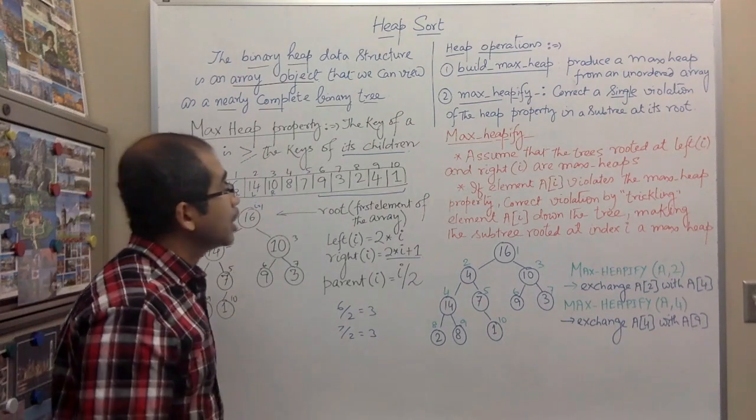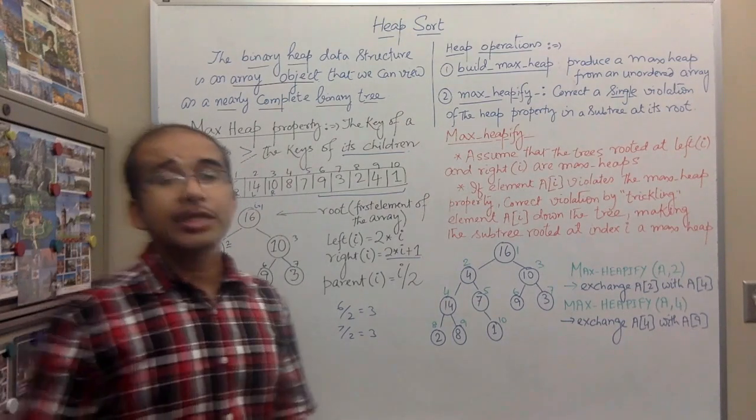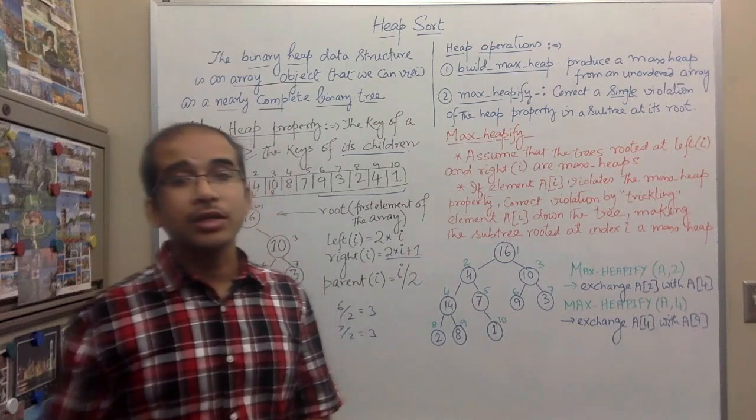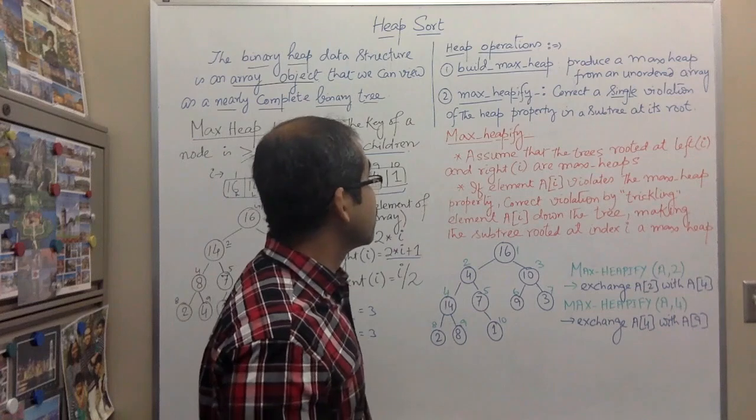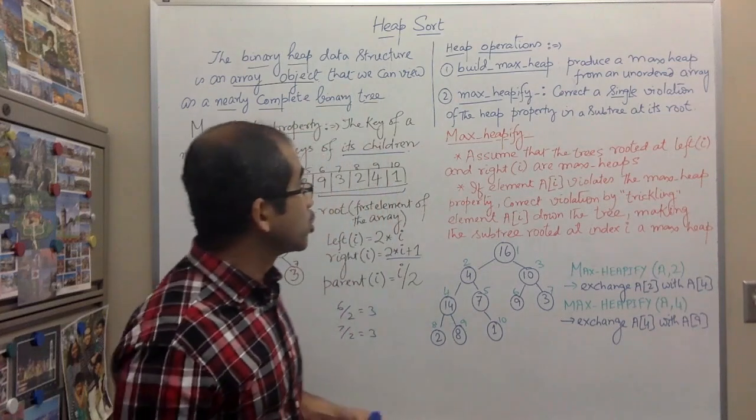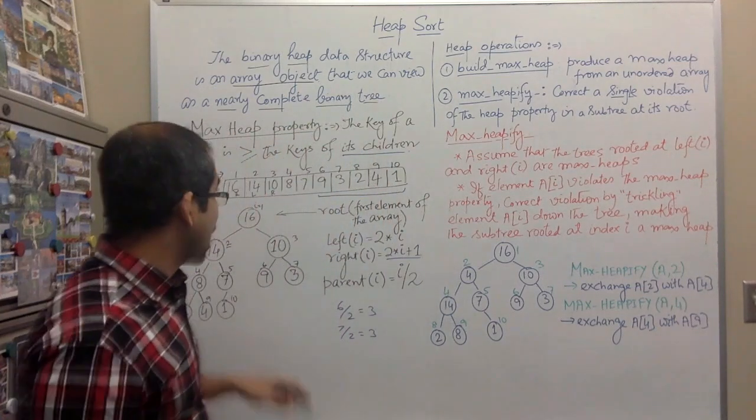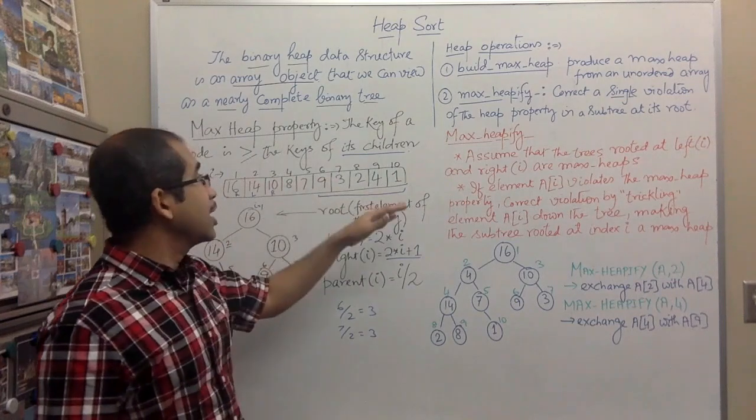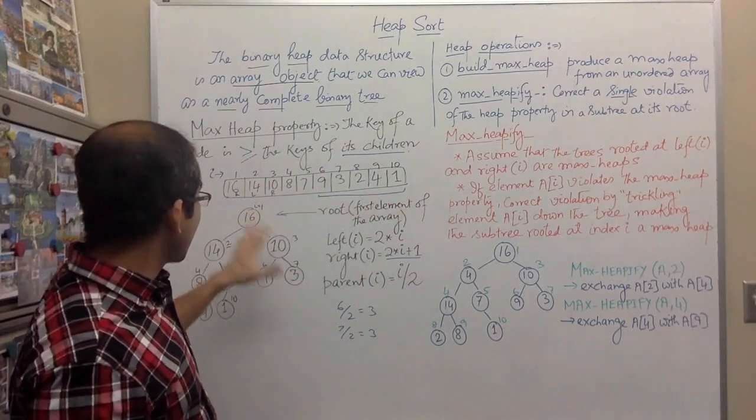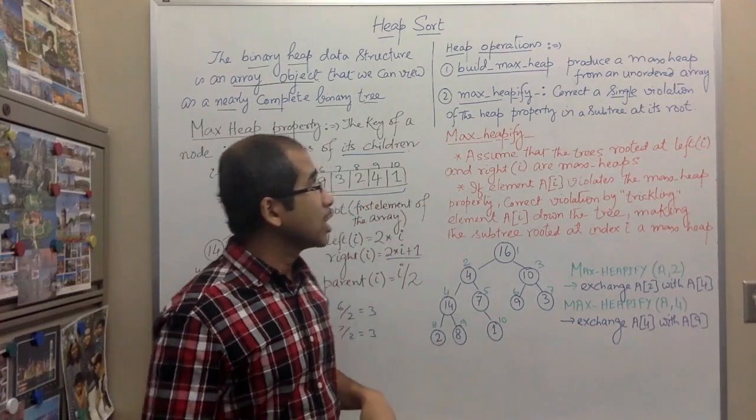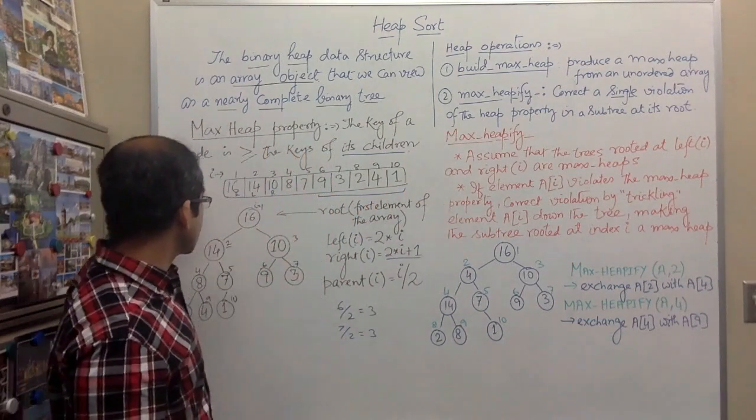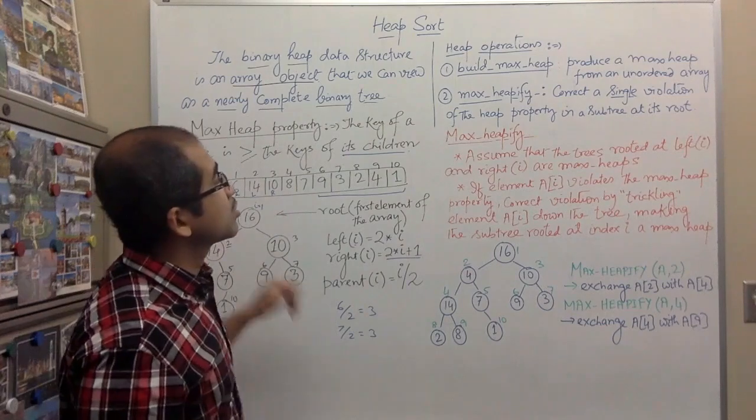Now we go to the heap operations. If heap is a data structure, it must satisfy certain standard operations. So what are the heap operations? Two operations. One is build max heap, which produces a max heap from an unordered array. So this is an array in no particular order, and if it's unordered, how do we create a max heap from it? From this array to this tree structure.